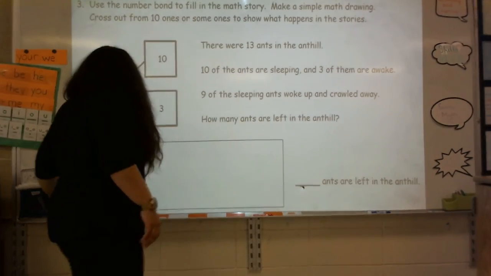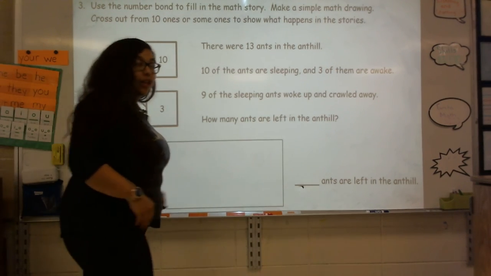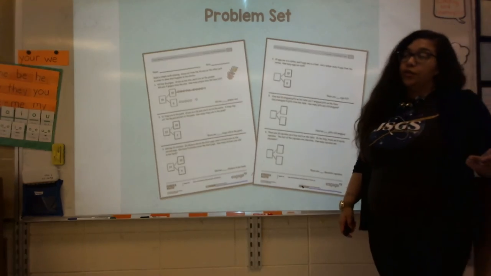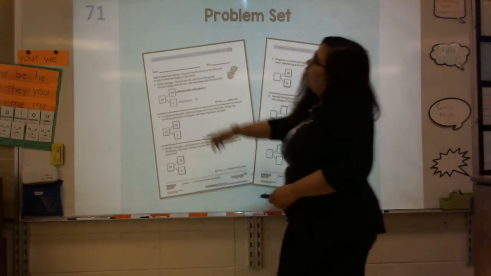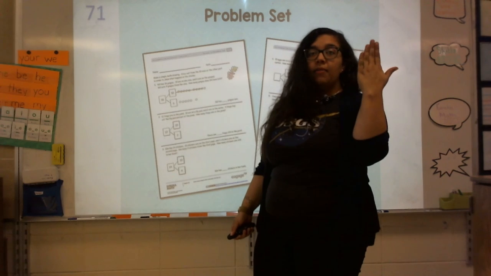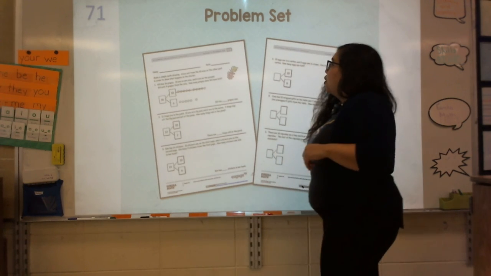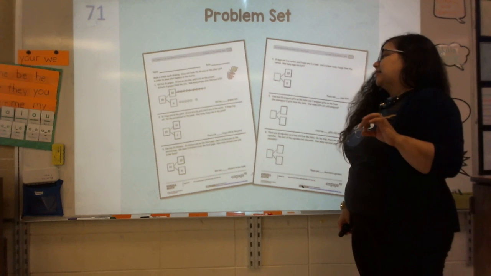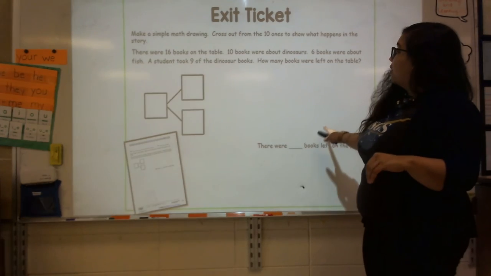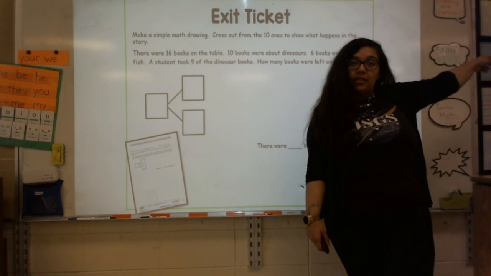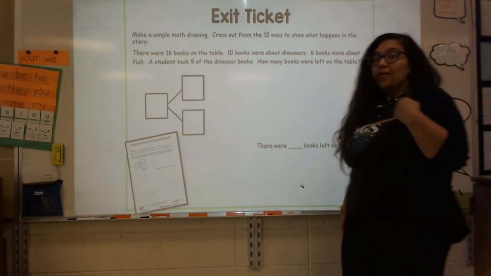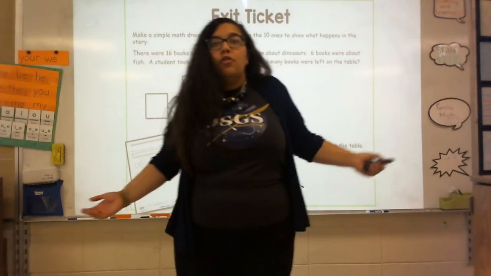All right, so we've done some practice together. I've modeled them for you. The question is, what do you do to show your understanding? You're going to do your problem set, which starts on page number 71. That's the front. Make sure you flip it over and do the back side. After you spend 10 minutes on the problem set, you will go ahead and do your exit ticket, which is on the next slide. And when you're done, make sure you click submit so that I receive your work and I can give you credit. That might be nice.